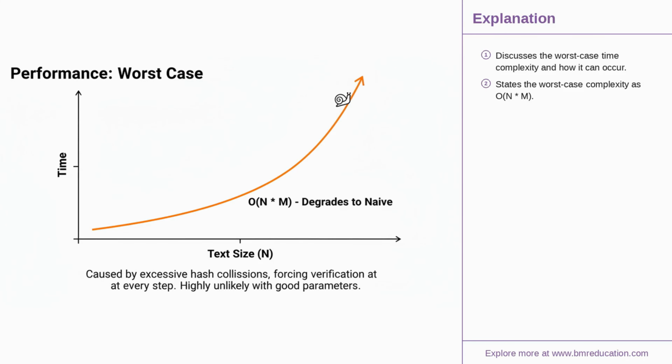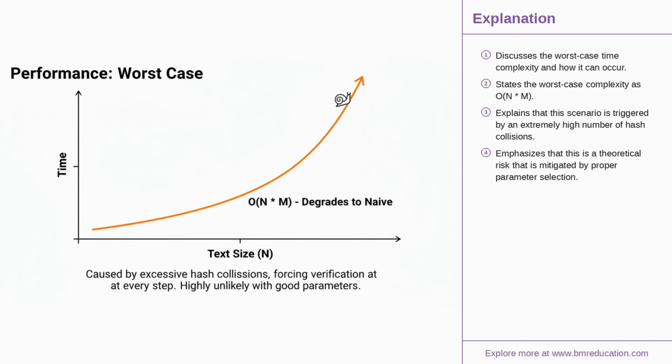However, there is a theoretical worst-case scenario. If we choose our hash parameters poorly, or if the input is maliciously crafted, we could suffer a hash collision at every single step. This would force a character-by-character verification for every window, degrading the performance to O(n times m), the same as the naive algorithm. This is why choosing good prime numbers is so important in practice.